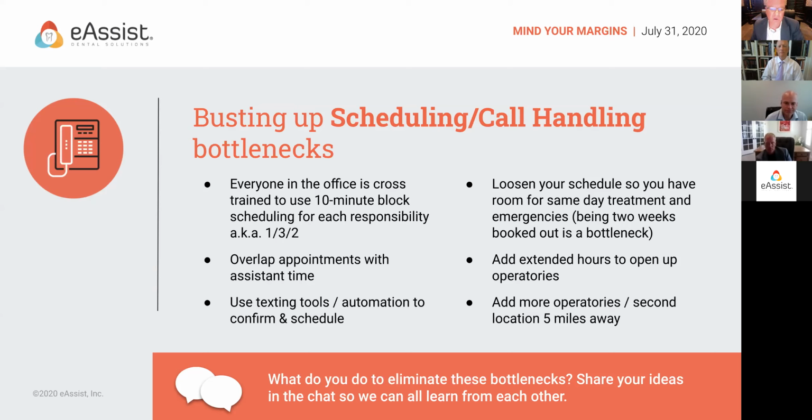Using texting tools, of course, to automate confirming your schedule is important. And Warren, I think you use Google Text for that. We do. We use Google Voice. Google Voice allows us to text our patients and communicate with them, and it's been fantastic for us. So you don't spend money on Weave and others. You just use that free resource to text and have your staff do it. That's exactly how it's been successful.